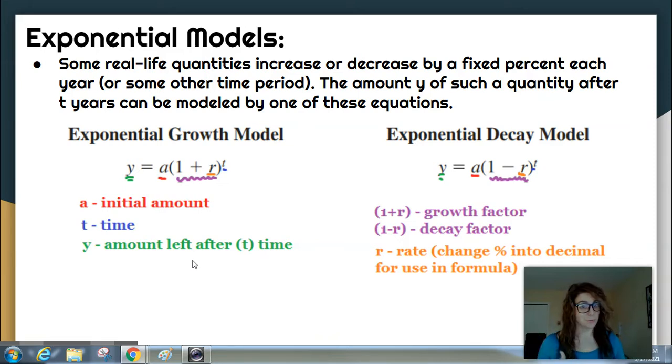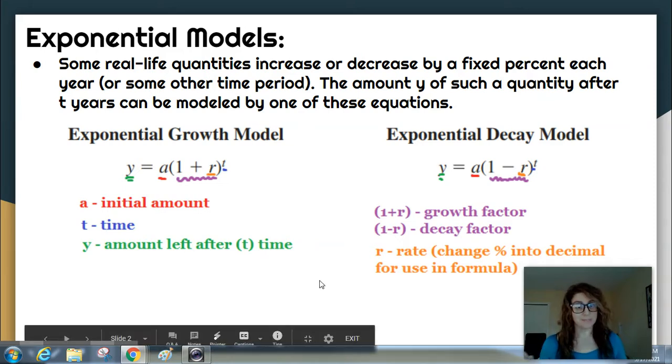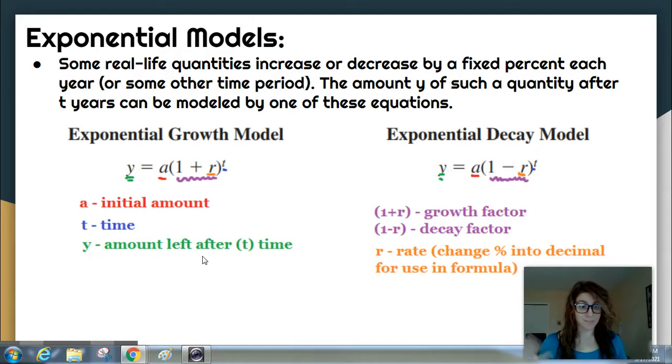So whether you grew or decay depends on the problem, but it's the amount of money that you're left over with. I shouldn't say money. It should be the amount of whatever. Maybe it's a population. Could be money. Could be the size of something. Okay. But it's the amount left after time.